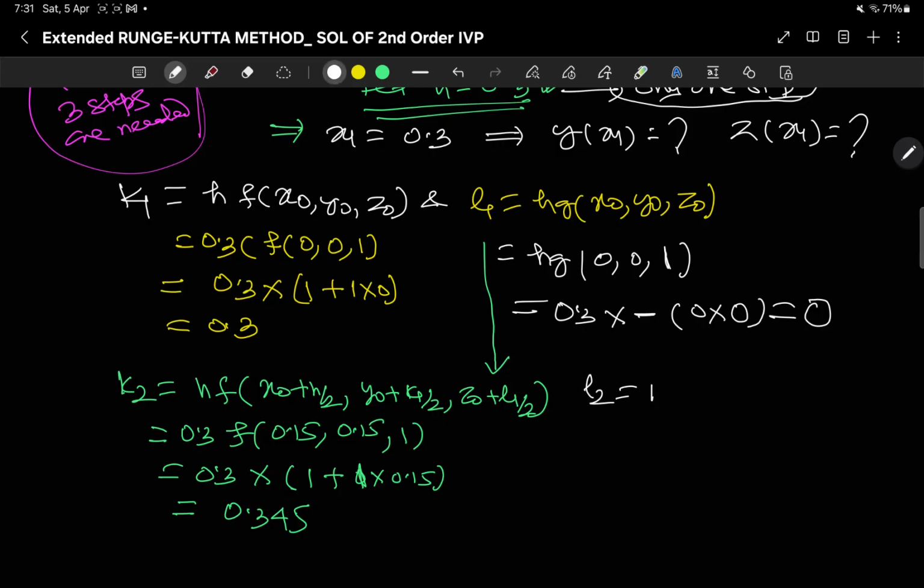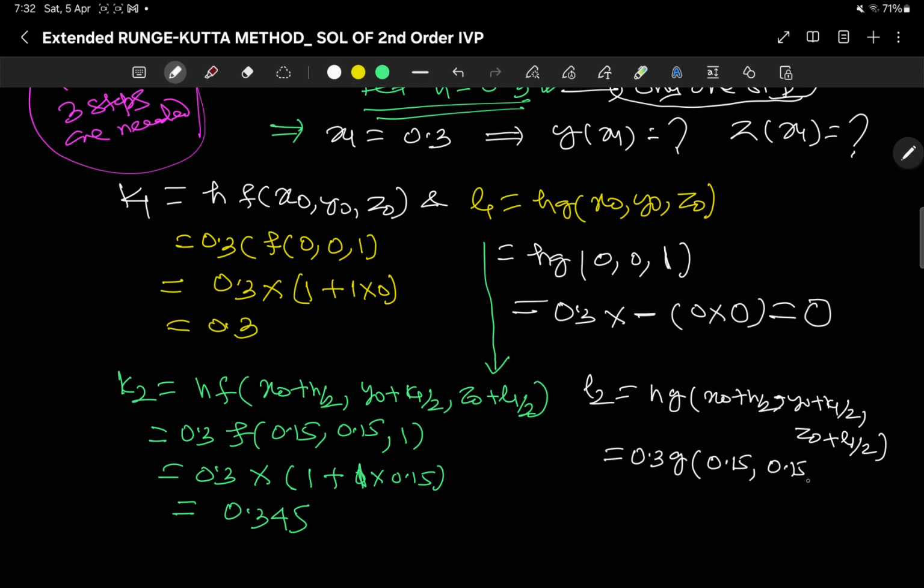And what is my l2? My l2 is equal to h g of x0 plus h by 2, y0 plus k1 by 2, and z0 plus l1 by 2. Substituting all this, we have h is 0.3, it is g of x0 plus h by 2, 0.15, y0 plus k1 by 2, 0.15, and z0 plus l1 by 2, it is 1.